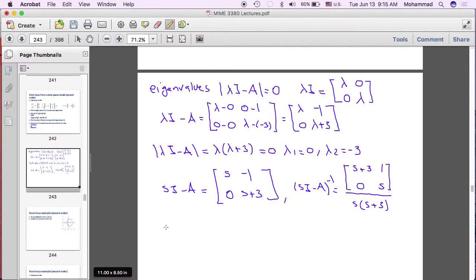We can further simplify that. So sI minus A inverse, if you divide through by the determinant, s plus 3 divided by s times s plus 3 becomes 1 over s. This is 1 over s times s plus 3. This is 0, and this is 1 over s plus 3. We didn't have to take this step, but we might as well. Okay, so we have sI minus A inverse in one 2 by 2 matrix.